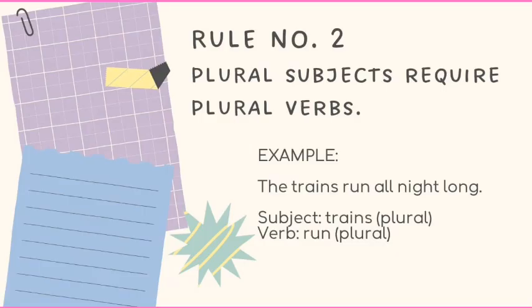So let's proceed to rule number 2. Plural subjects require plural verbs. So example, the trains run all night long. In the given sentence, the subject is trains and the verb is run, which are both in plural forms. So this is very simple. Anyone who can give another sentence example? The subject and the verb should both be in plural forms.